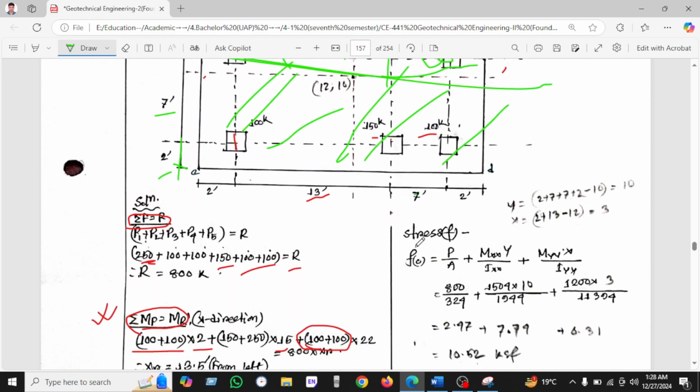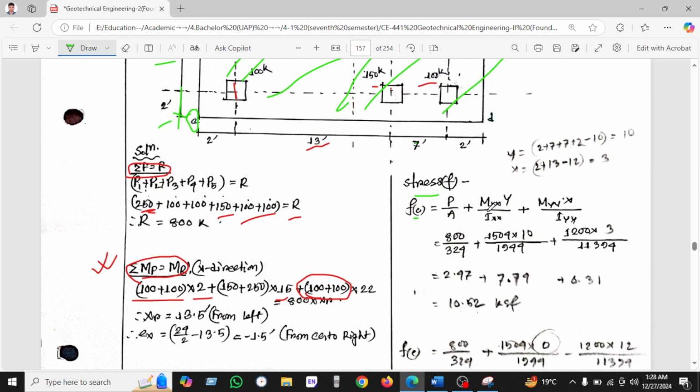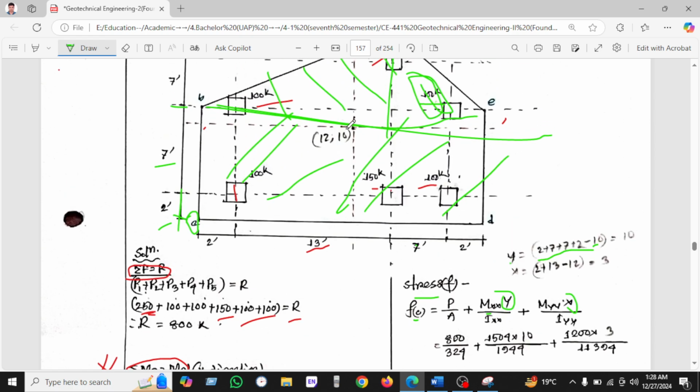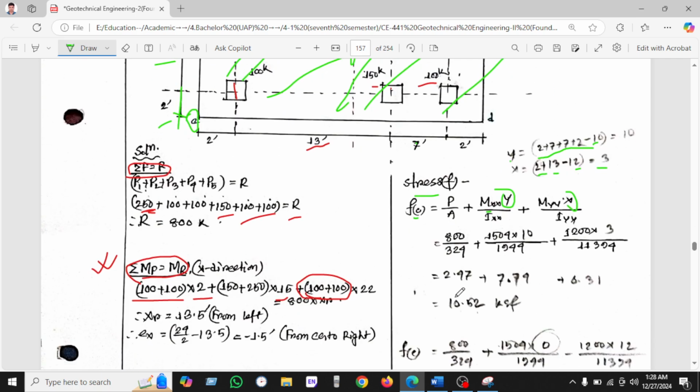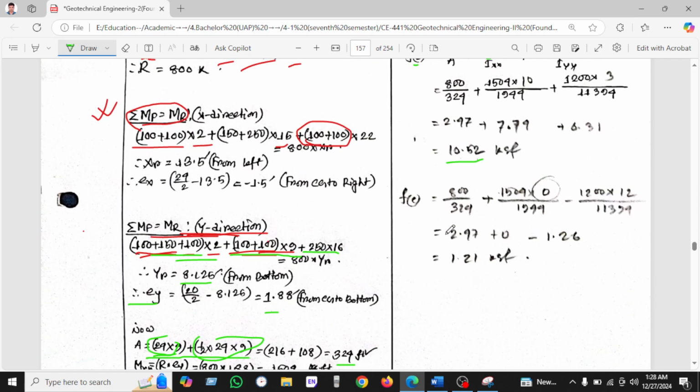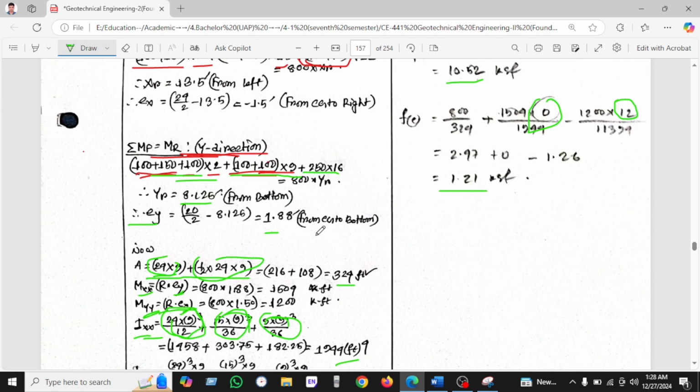Now we calculate the stress at C. If you calculate P by A plus the x and y terms, x equals 10. How do we get that? 2 plus 2 plus 2 plus 2 into minus 10, and we found this level. And y equals 2 plus 13 into minus 7 equal to 3. So we found here 10.5 KSF. On the other hand, we can use x is 0, y is 0, x equal to 12, and found 1.21.